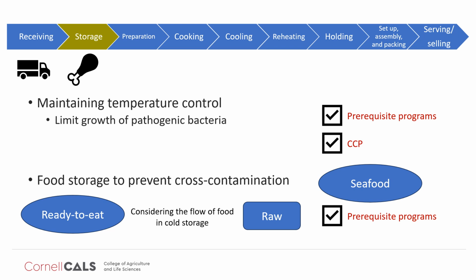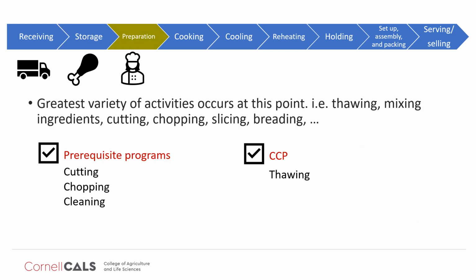In the preparation phase, there is the greatest variety of activities that can occur, most of which are controlled by prerequisite programs, but some can be so critical, for example, to limit growth of pathogens that a CCP is established. For example, having strict control of temperature and time during thawing of foods to prevent growth of pathogens, or having strict control of cleaning and sanitizing of specific equipment to prevent contamination of ready-to-eat foods with pathogens from the environment, for example, with Listeria monocytogenes.